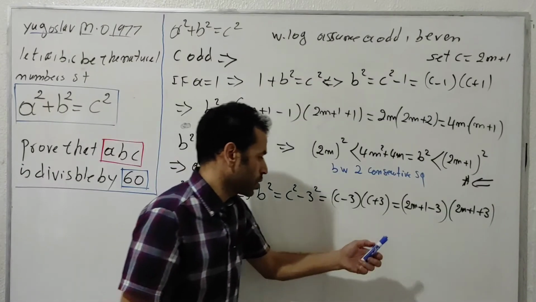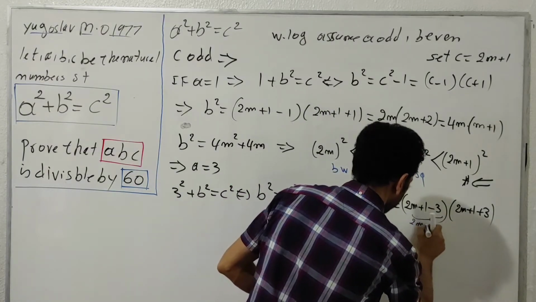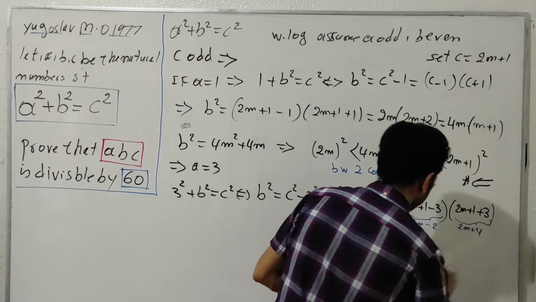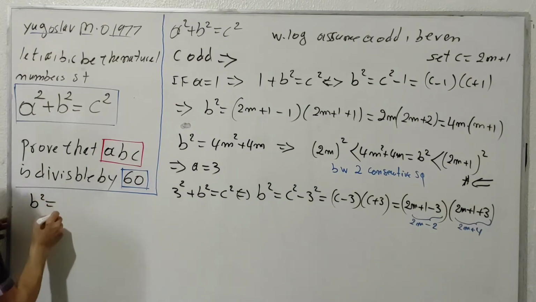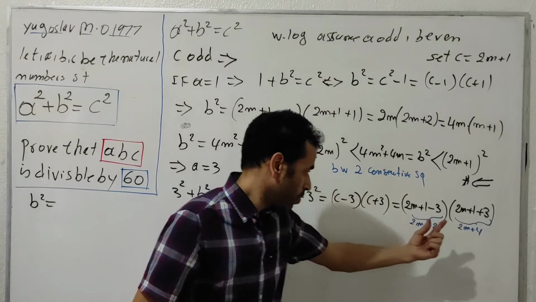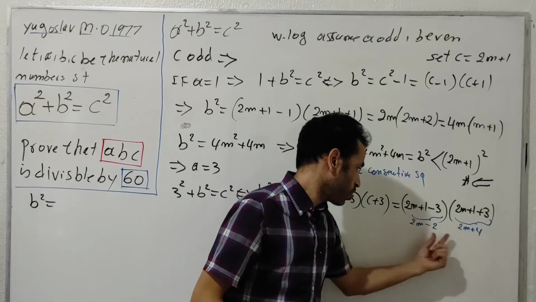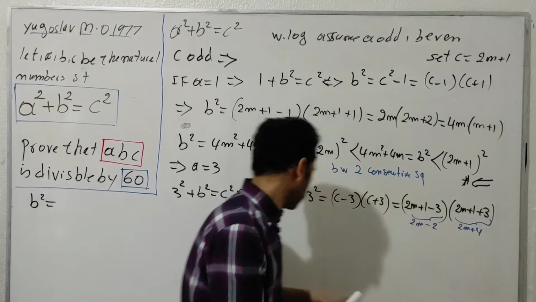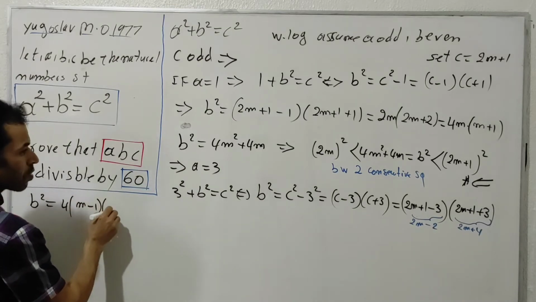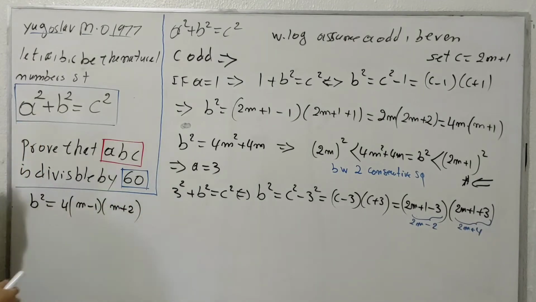So I'm going to simplify this one. This one is giving us 2m minus 2. This one is giving us 2m plus 4. I will have b squared equals, from here I'm going to take number 2 as a common multiplier. From here also I'm going to take number 2 as a common multiplier. I will have 2 multiplied by 2, which is 4. So I will have 4 times (m minus 1) times (m plus 2). So I don't have to distribute this one out.